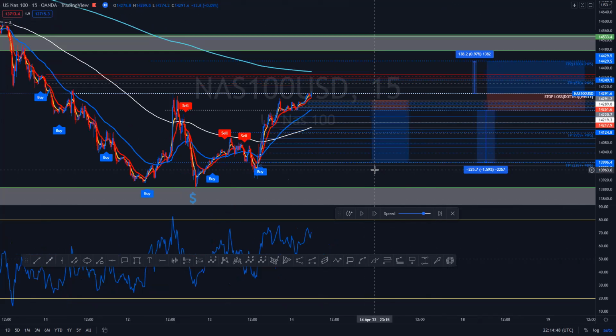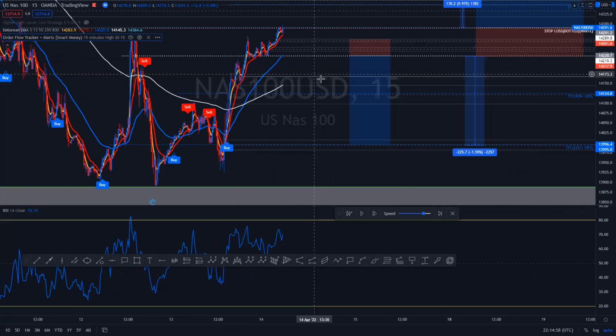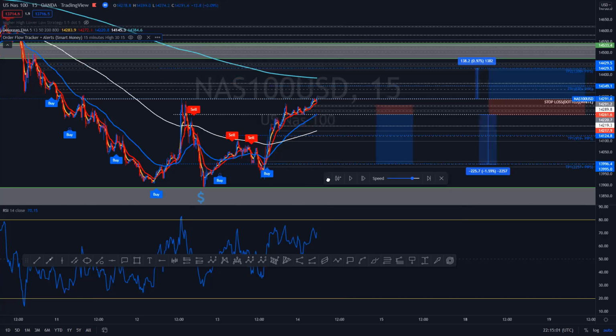So now what we're going to do is go back to the order block finder, turn this off, and then we're going to let the backtesting replay play and see where price actually went. Let me pause this recording real quick. Be right back.